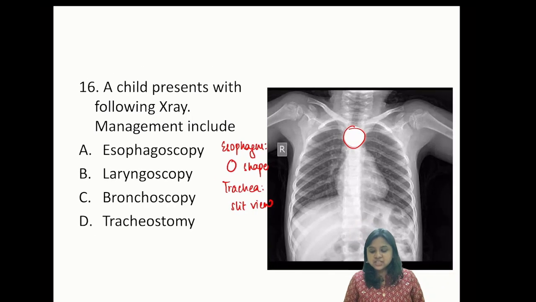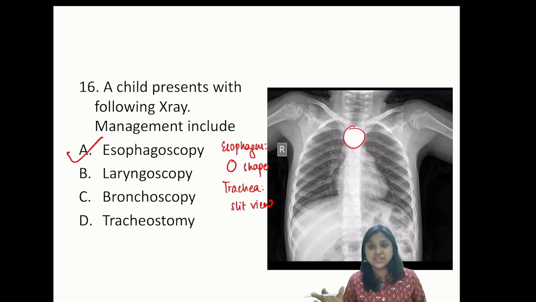So this is just a very simple question on foreign body esophagus, and what does the management include? The management will be esophagoscopy and removal. You can just apply your common sense also. Laryngoscopy, bronchoscopy, tracheostomy, all are dealing with the removal of foreign body in the trachea, the respiratory tube. So this is something to deal with the foreign body in the food tube. And the most commonly encountered foreign body in children is peanuts.